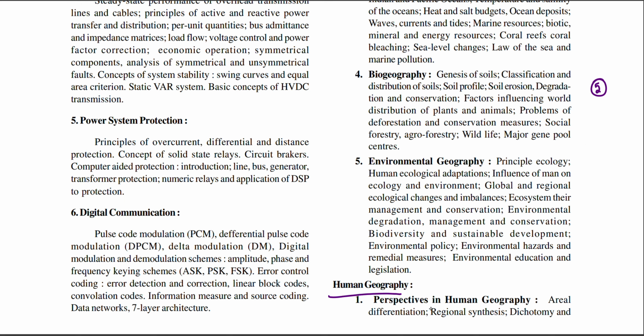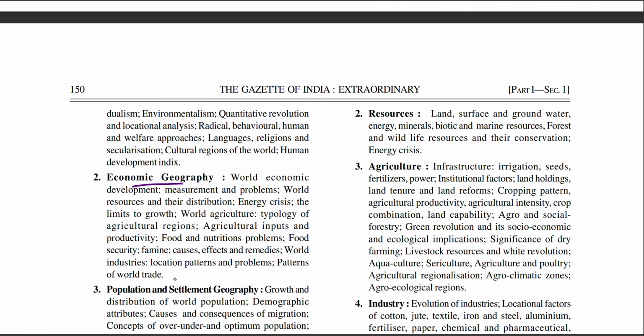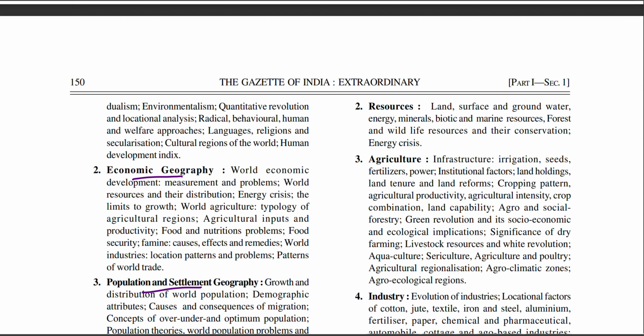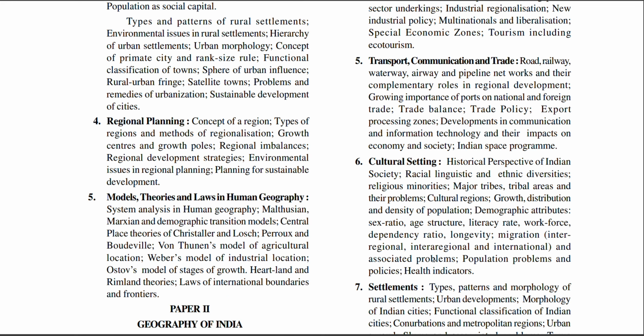In human geography, we have perspectives in human geography, economic geography, population and settlement geography, regional geography, models and theories. This is paper 1, which we write for 250 marks.